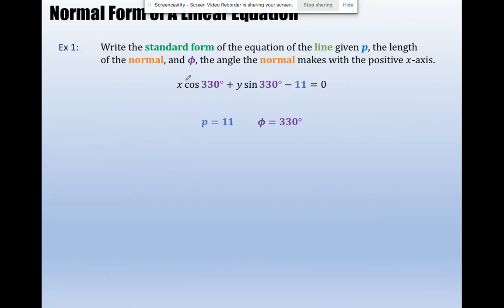So let's do an example where I don't want you to use it. I just want you to practice transforming. Write the standard form of the equation of the line, but I'm giving you the length of the normal from the origin, and I'm giving you the angle that the normal makes with the positive x-axis. There you go, right? P is 11 and phi is 330. Bam, there I am, done and done.